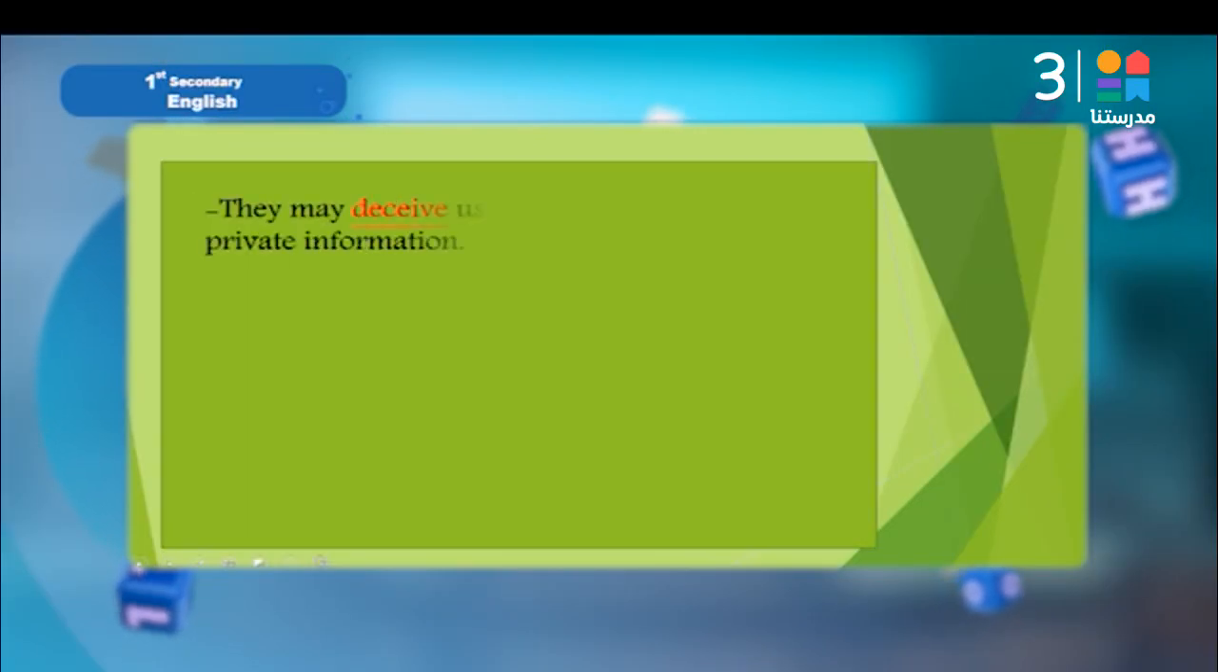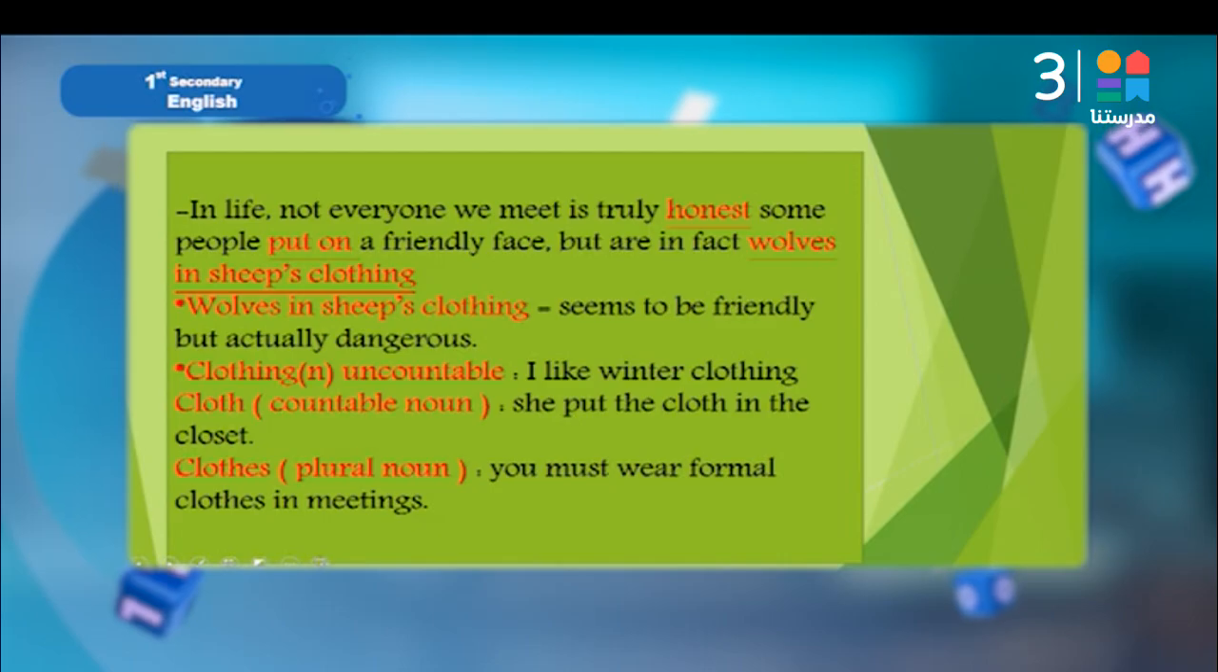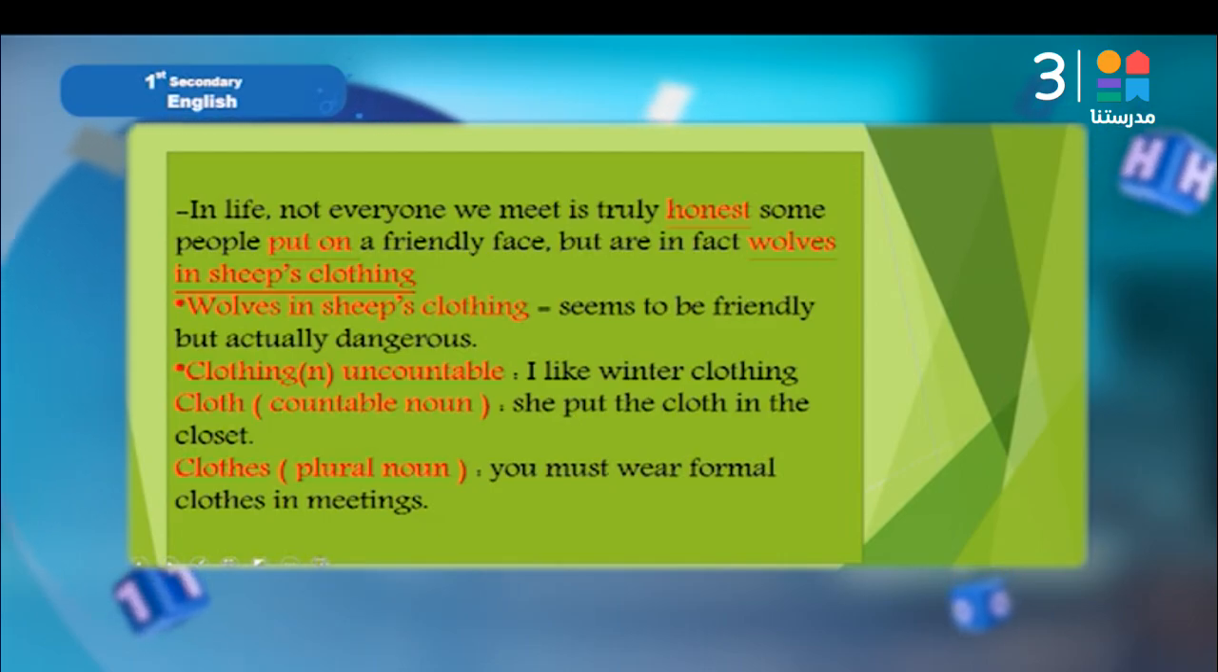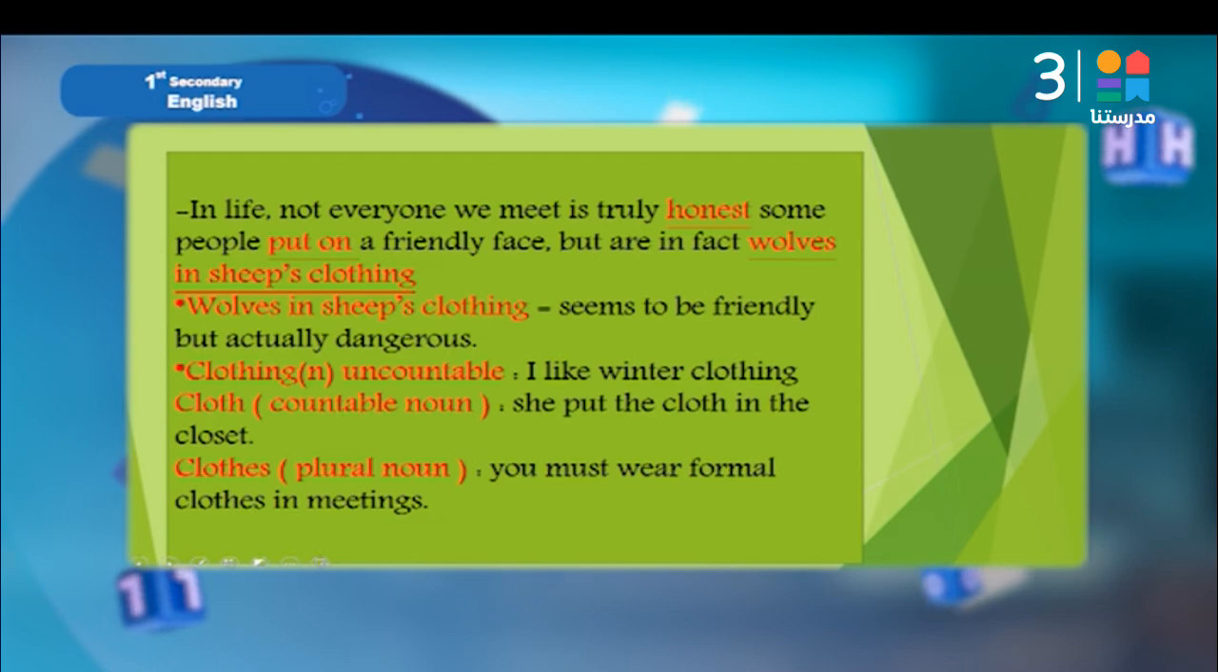طيب تعالوا كده نقرب. Let's focus on the word clothing. Yes, clothing here is an uncountable noun. يعني إيه كلمة uncountable؟ يعني لا تعد، يعني ما ينفعش أجيب منها إيه؟ ما ينفعش أجيب منها مفرد.